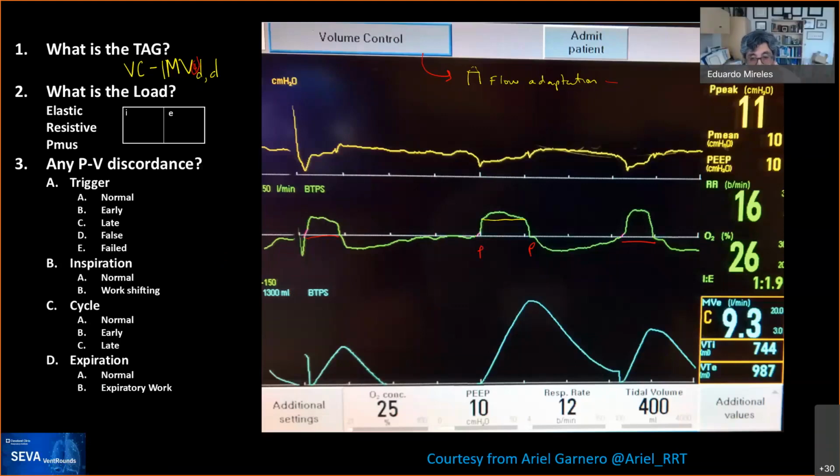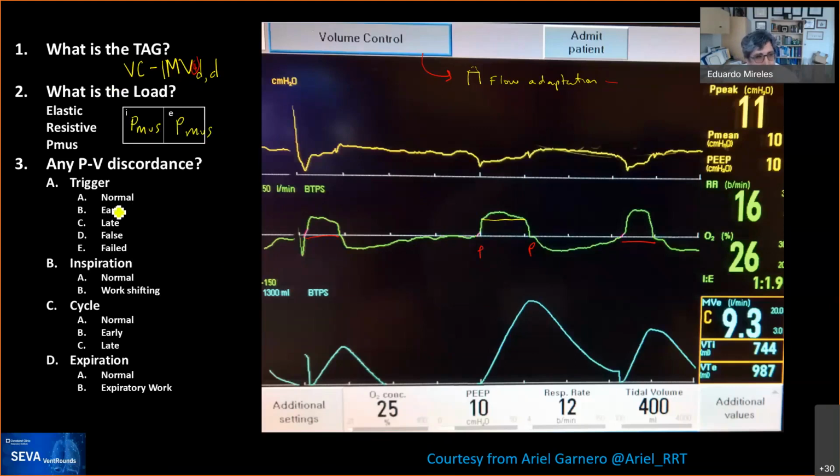So this is great. This was an eye opener for us when Terry Bolsko and you, Rob, presented this. This was really great work from both. So what is the load? If this is being changed by Pmus, and you can see the effort here, this is definitely Pmus. And during expiration, I cannot really read this waveform because it looks like this patient is breathing in and out really actively. So whoever answered Pmus, you were right on.